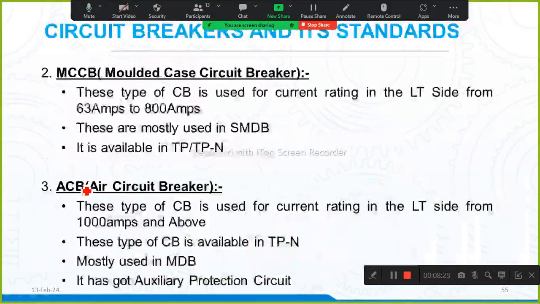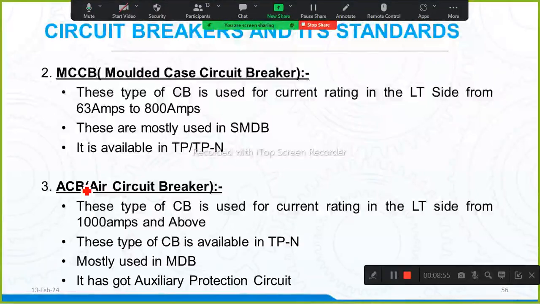Next is MCCB, molded case circuit breaker. This MCCB is available in the market in DP and TPN, triple pole or triple pole neutral. It is used for current rating in the LT side from 63 amps to 1000 amps. It's not 800 amps, up to 1000 amps. Nowadays MCCBs are available and preferred up to 1000 amps also.